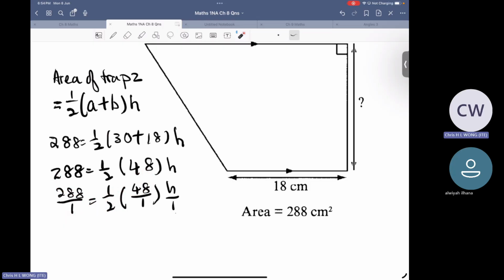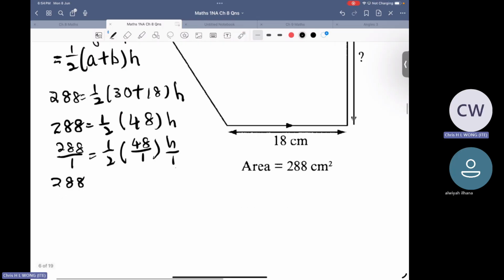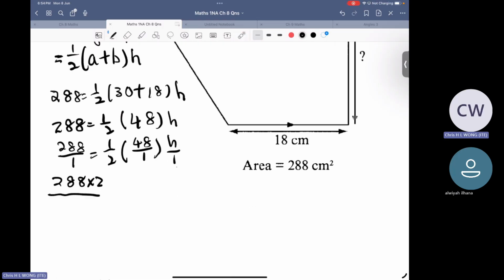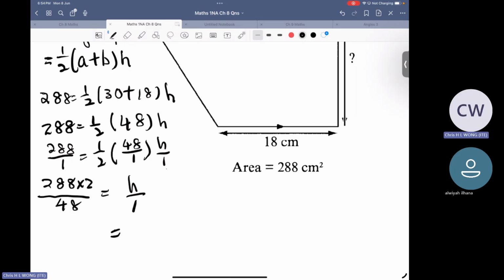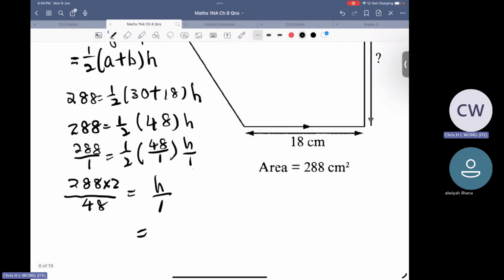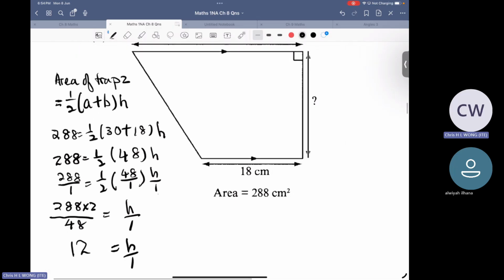So you will have 288 times 2, and 48 below, because you cross multiply. So you only have h over 1 left. You can take out your calculator and start pressing. It equals 12 exactly. 12 over 1 means h. So this is actually 12 cm.